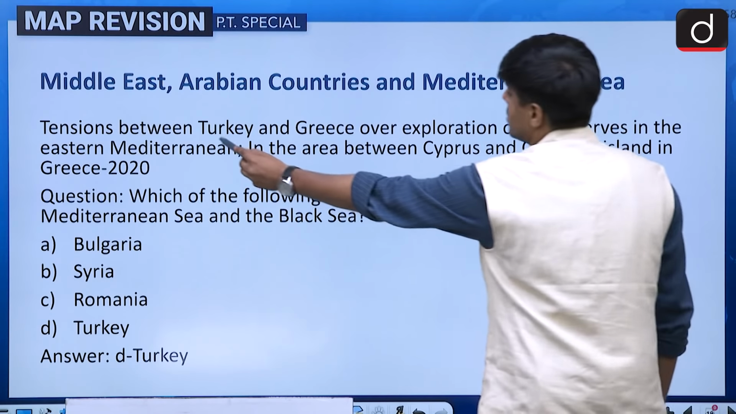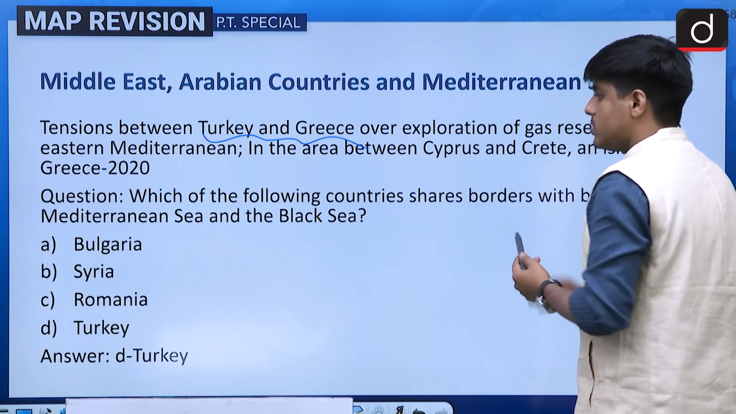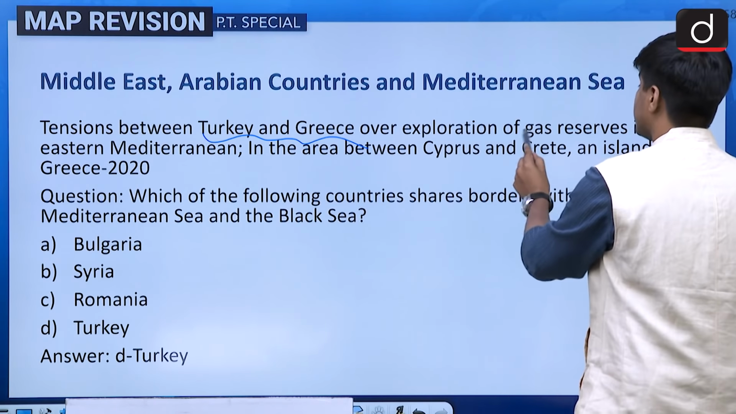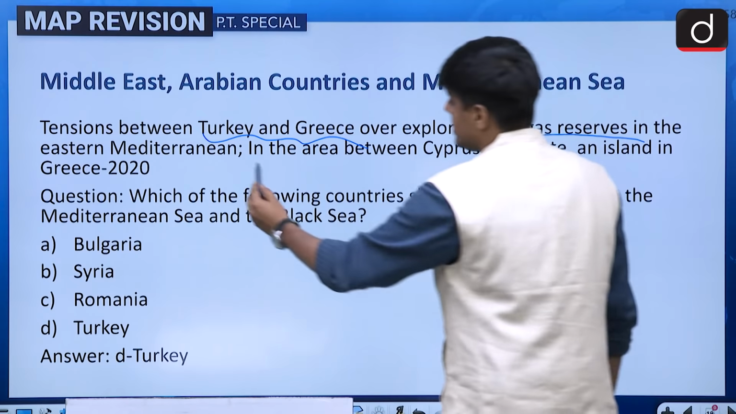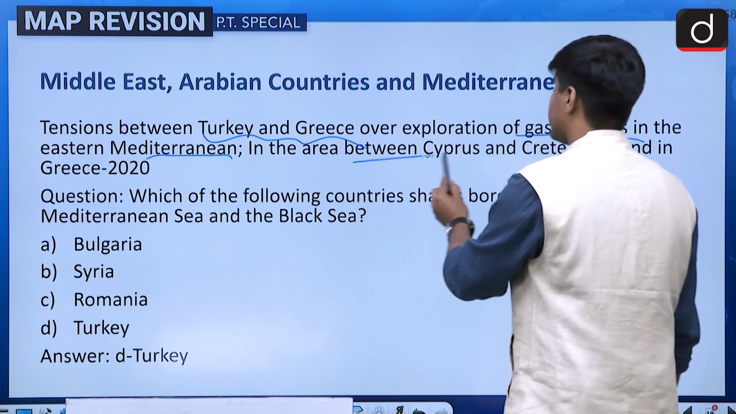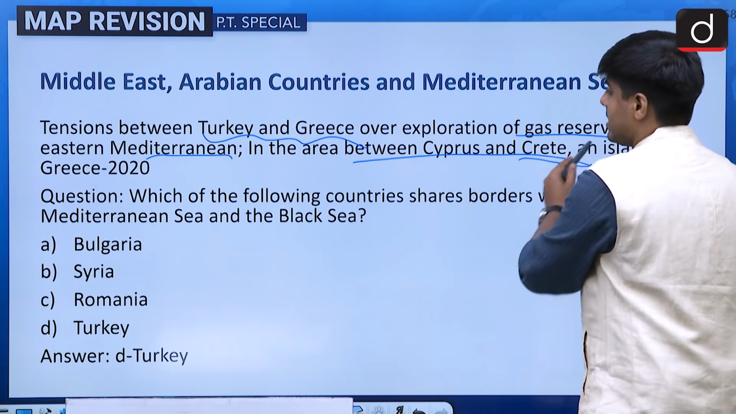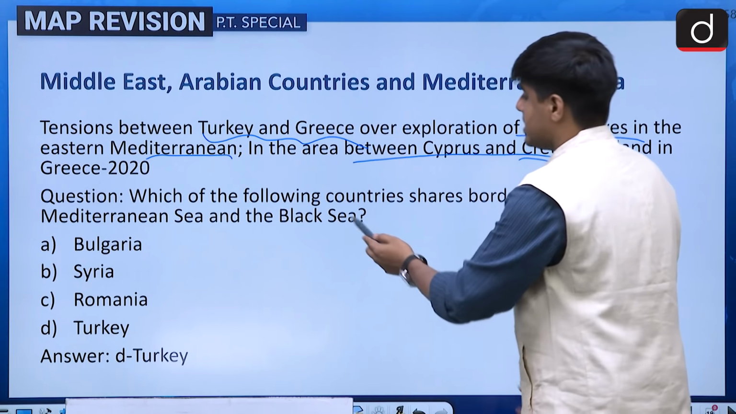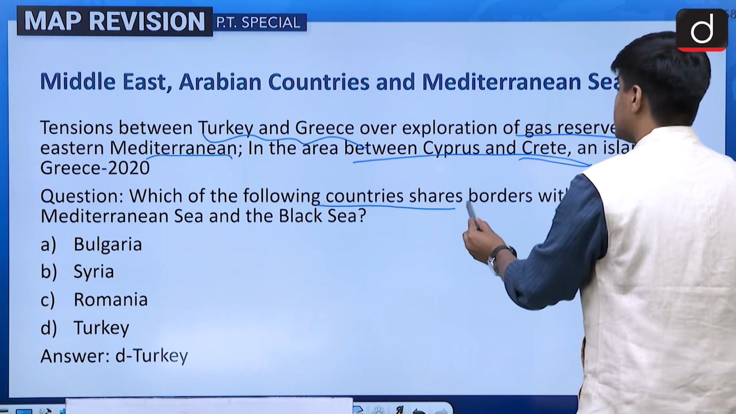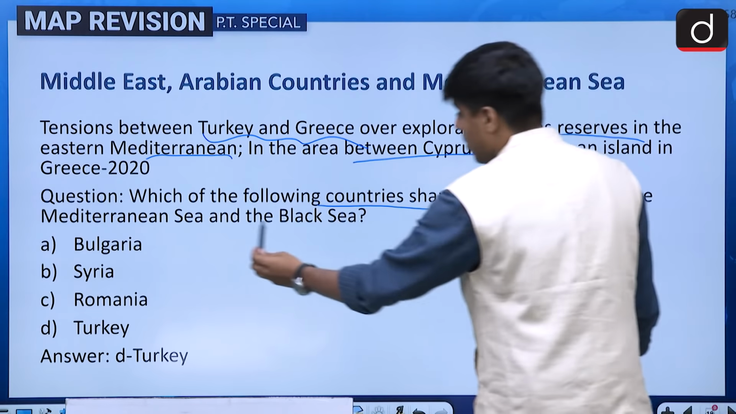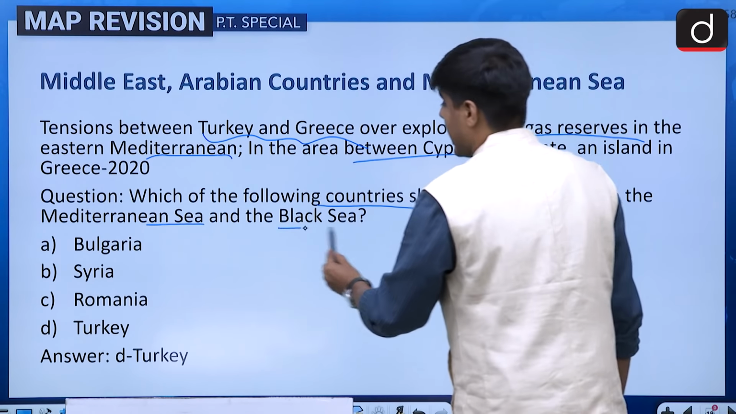Moving on further. Now, Greece and Turkey, there were tensions between these two countries over exploration of gas reserves in the Eastern Mediterranean, in the area between Cyprus and Crete. And Crete is an island in Greece. So the question is: which of the following countries shares borders with both the Mediterranean Sea and the Black Sea?